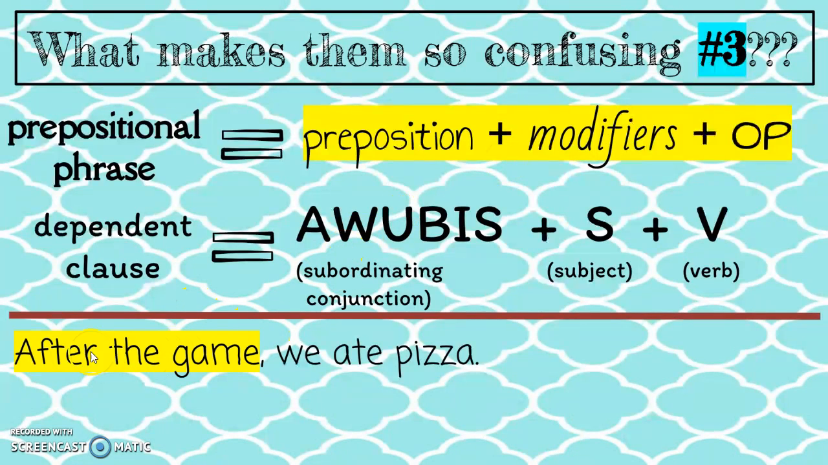Another thing we can do is get rid of that. Remember, if we can get rid of phrases and be left with a complete sentence, then it's okay. "We ate pizza" is a complete thought. Now, by adding that phrase, we know when did we eat pizza? After the game.